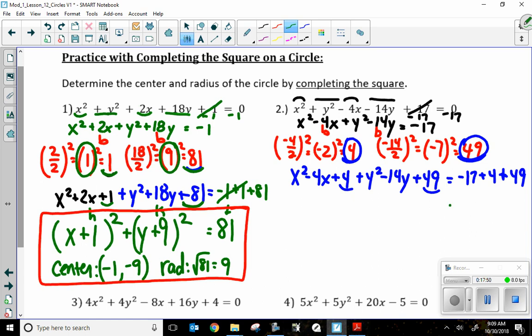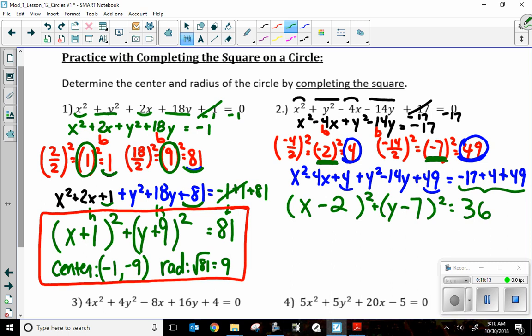So, negative 17 plus 53 totals 36. I have completed the squares. X plus or minus something squared. Whatever is in parentheses here? Negative 2. Okay? Plus y plus or minus something squared. Whatever is in parentheses here? Negative 7. I mean, it's the same thing over and over and over.